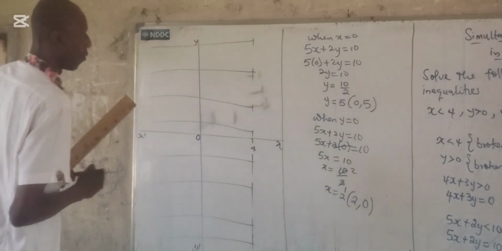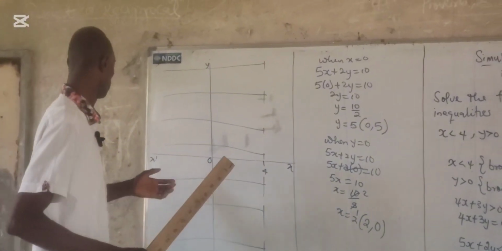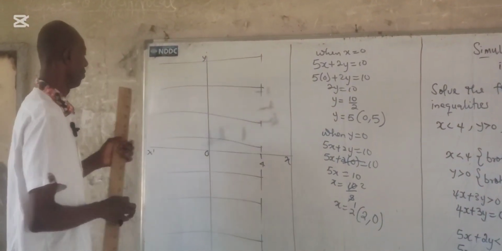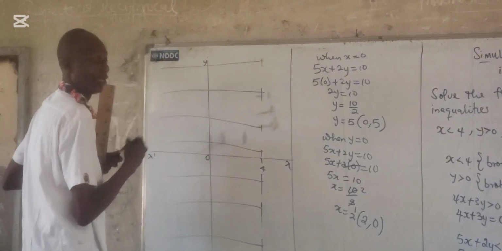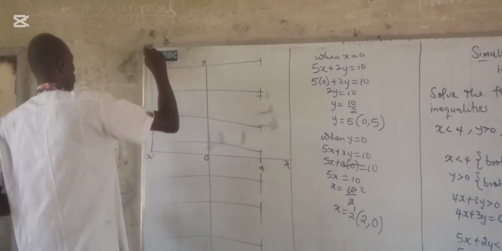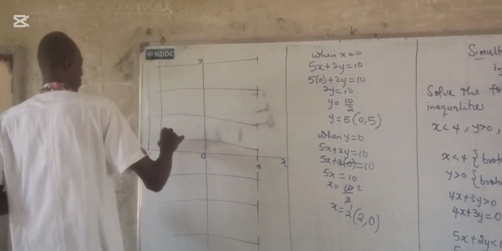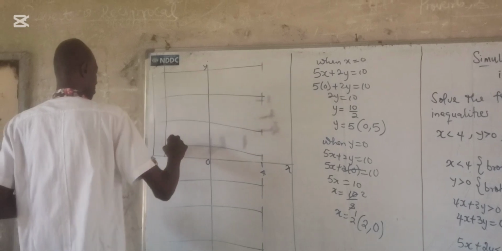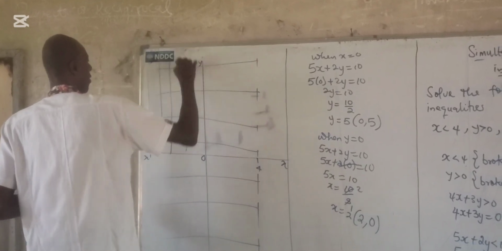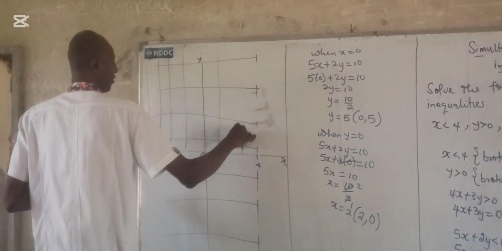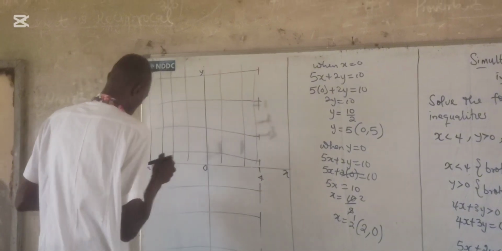Now, after that, I say y is greater than 0. Y is greater than 0 is the positive side. It's coming towards this direction. 1, 2, 3 is greater than 0. It's the positive side of the graph, y is greater than 0.